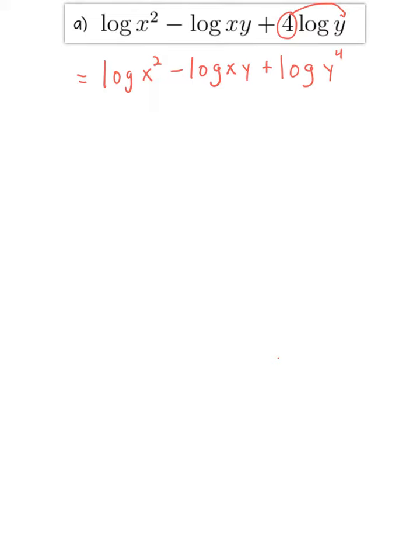Okay, now that none of these logs have anything multiplied by them out front, now we can combine it all into one log. There's no base written on any of them, so that means they're all base 10, so they basically all have the same base, right? If there's no base actually written, it's implied that the base is 10. Okay, but anyways, they're all the same base, and that's the important thing.